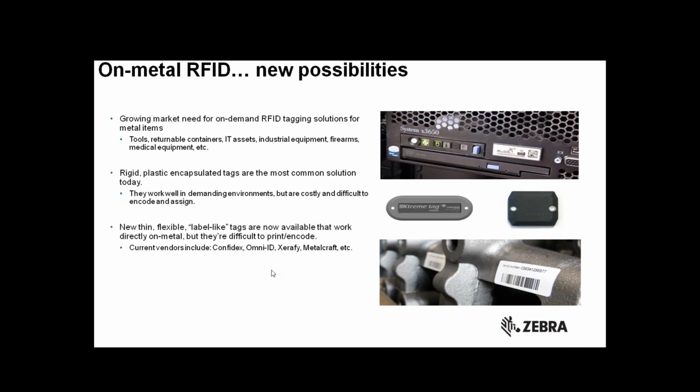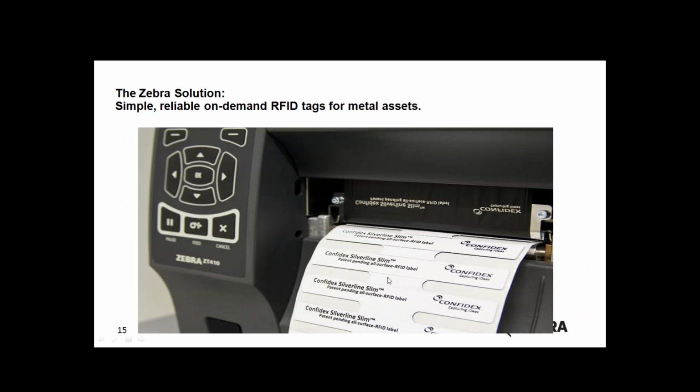Now, the thing with this Silverline, or these flexible label-like tags, is that they can go directly on top of the metal. I'll also show another slide here as well. What the Zebra solution does is that we are able to print these tags as well as encode them, so they can be attached to the asset instantly. So essentially just a peel-and-apply kind of model there.